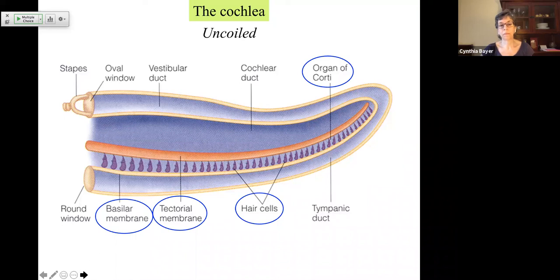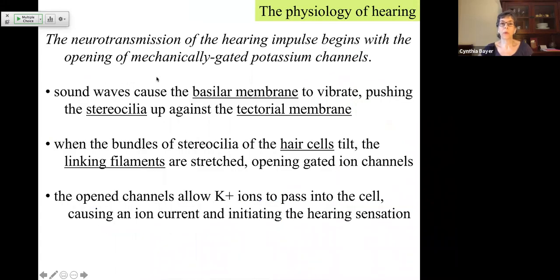All right, so we'll end up blowing up a little organ of Corti on our next figure. And what we will see is sound waves causing the basilar membrane to vibrate is going to cause these stereocilia, these little projections on the apical surface of the hair cells, to bump into the tectorial membrane on their upper surface. That is going to result in opening of mechanically gated potassium ion channels. So let's take a look on our next slide.